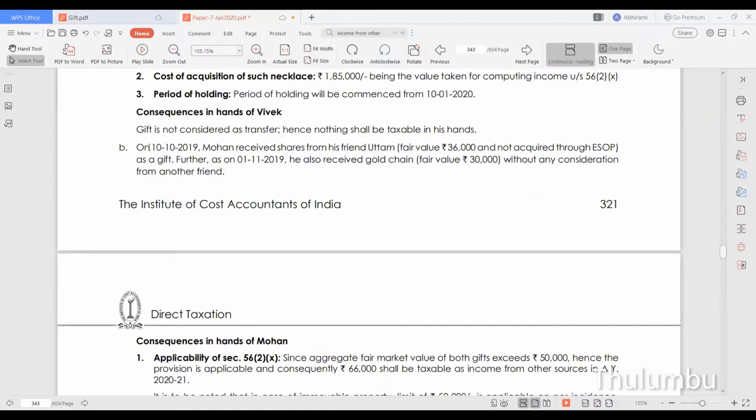Second case, on 10/10 Mohan received shares. So shares is also a capital asset. Fair value 36,000 as a gift. Further, he also received gold chain of 30,000 without consideration from another. So renduthiyum add pananum. So in this case, add both. So idu renduthiyum add pannumna we get 66,000. Since this 66,000 is greater than 50,000, it is taxable.